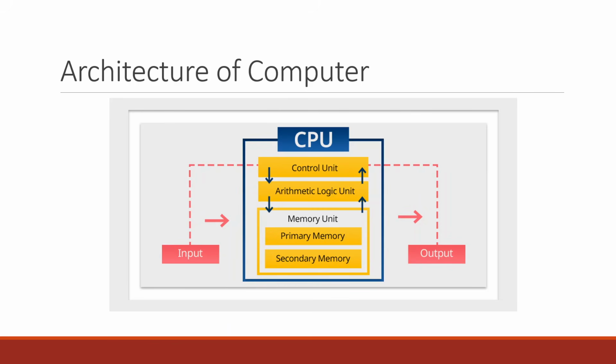Here, the primary memory examples are RAM and ROM, random access memory and read-only memory. And secondary memory, for example, CD, pen drive, memory card, or a hard disk. These are the examples of secondary storage devices. These are related to secondary memory.